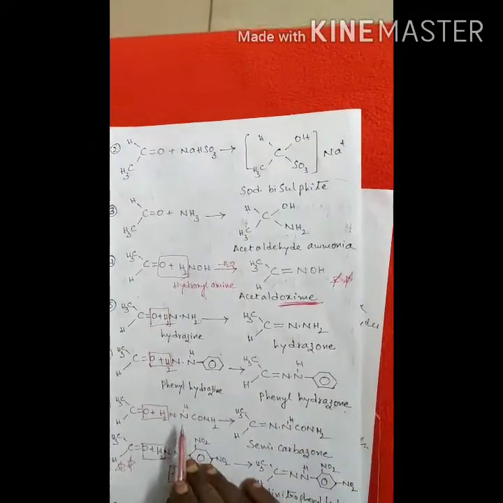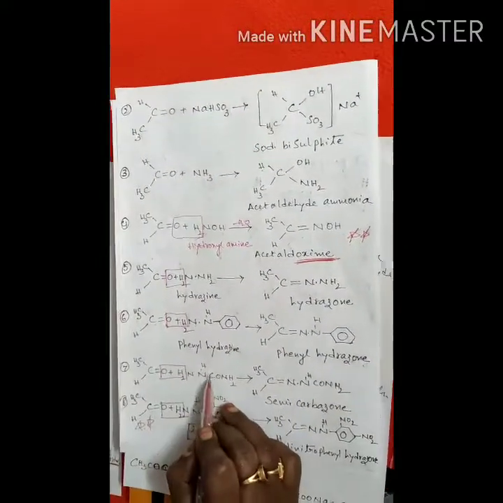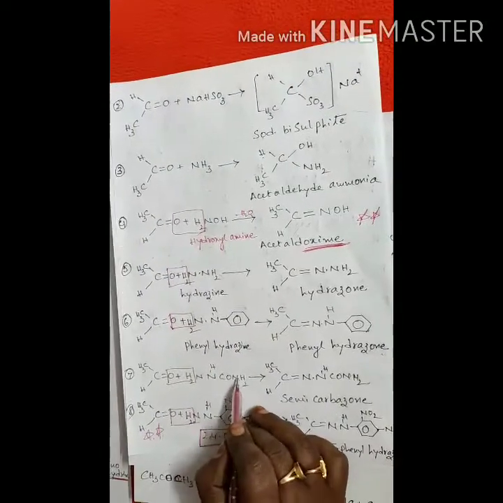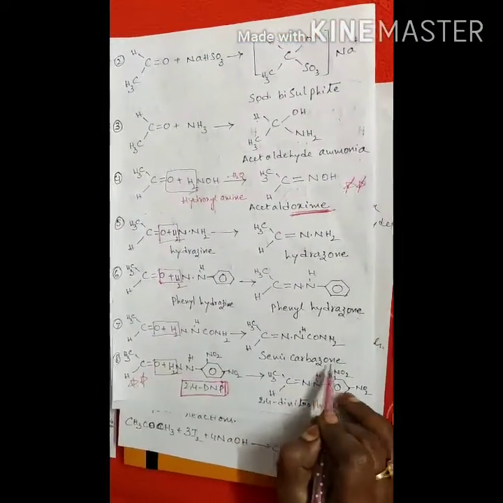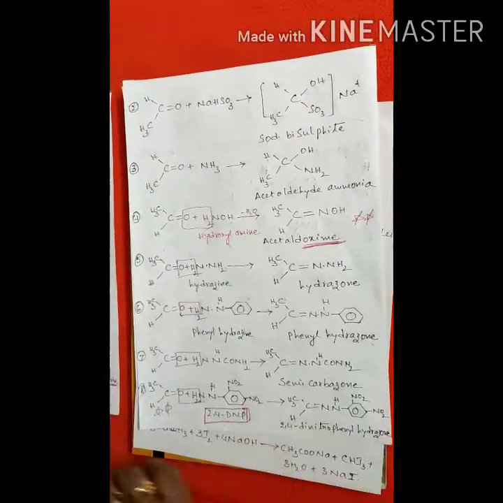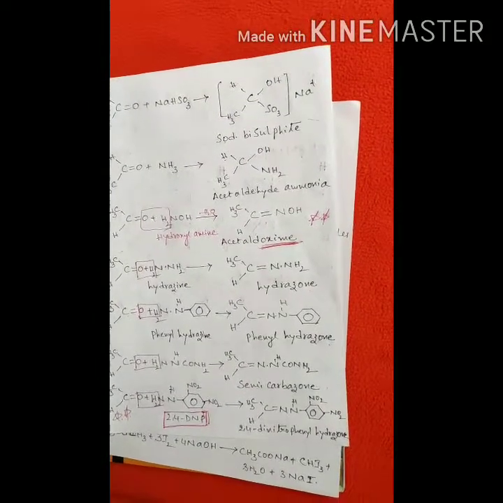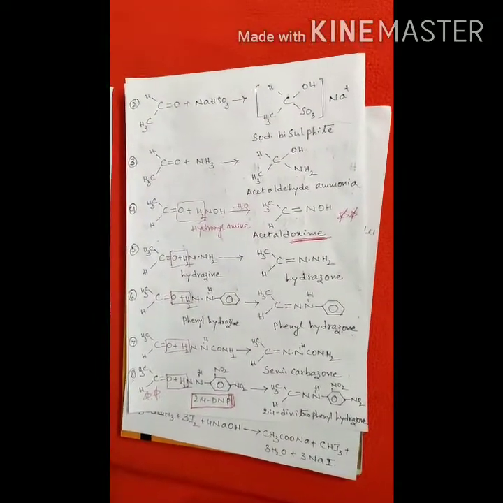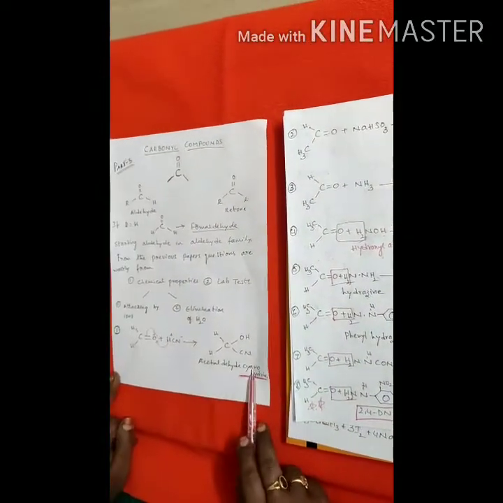And the next one is semicarbazide, NH2NH. One hydrogen is replaced with CONH2. In this case also a water molecule is eliminated, and we get semicarbazone. That is the difference between the various reagents. With HCN, the positive ions go to the negative side and the negative ions go to the positive side. So that's why HCN gives cyanohydrin.